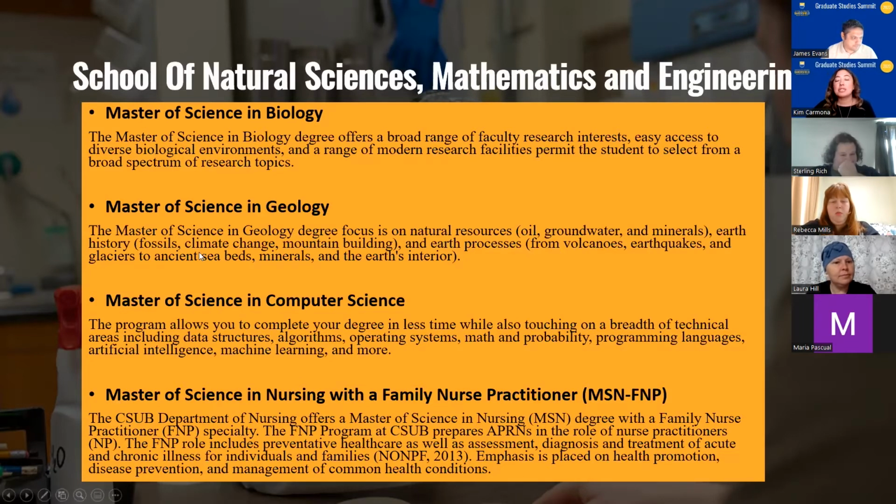Our Master of Computer Science, which is one of our newest programs at CSUB that falls under our extended university, is also another program in the NSME. And this program allows you to complete your degree in less time while also touching on a breadth of technical areas, including data structures, algorithms, operating systems, math and probability, programming languages, artificial intelligence, machine learning, and more.